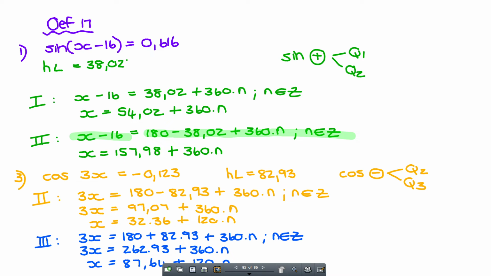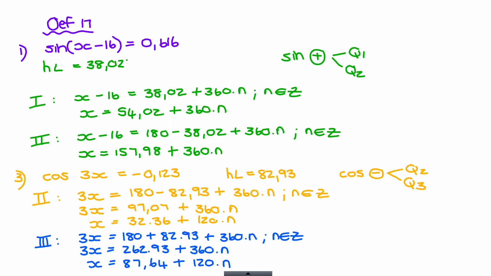Okay, once I get there, you will see I did this step all in one. I did it all at once. I first said 180 minus that, and then I took the 16 over and added it to that answer. And that's how I got the 157,98 plus 360n.